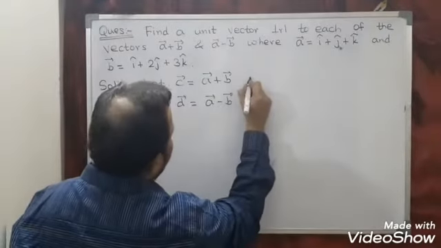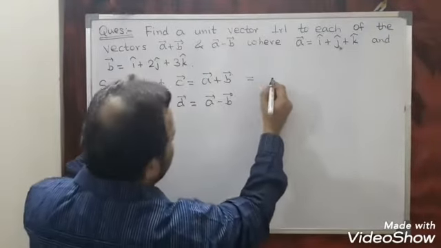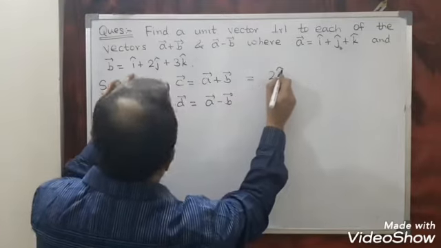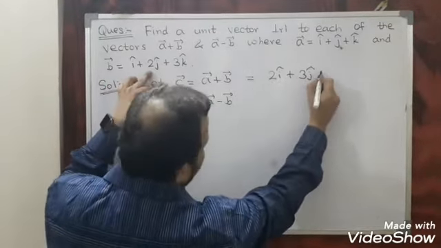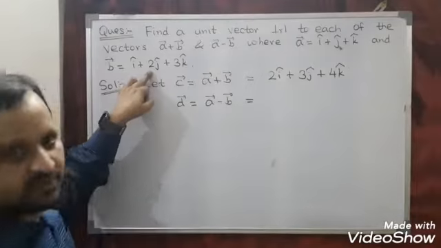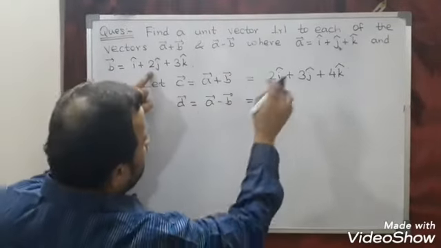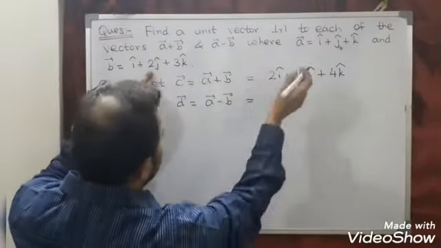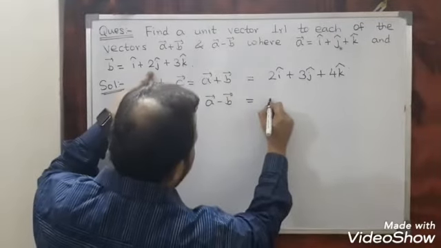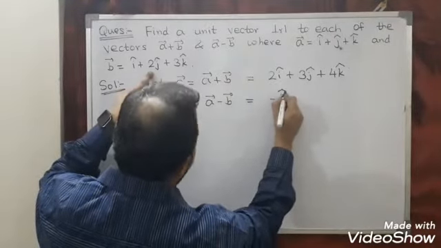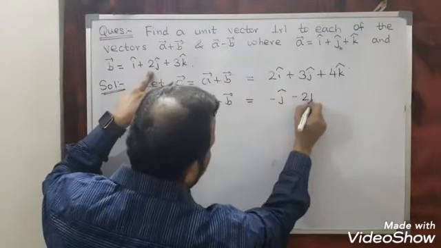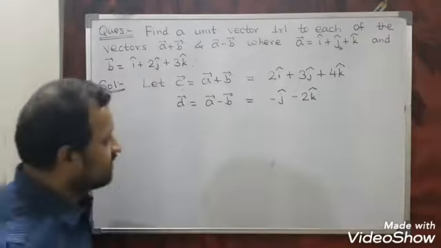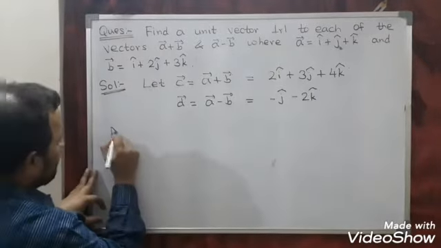I am assuming A plus B vector as C vector and A minus B as D vector. So calculate A plus B vector, add both. So I plus I, it is 2I, 2J plus J, 3J, 3K plus K, it is nothing but 4K. Calculate A minus B, so subtract. So what you will get? I will get cancelled. J minus 2J is nothing but minus J. K minus 3K is nothing but minus 2K.